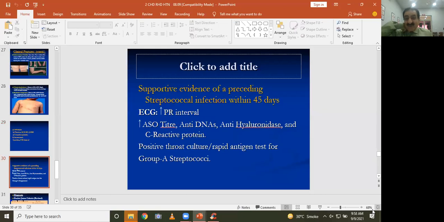Then supportive evidence of preceding streptococcal infection means there is evidence that before the occurrence of the signs and symptoms, the person had a streptococcal sore throat within the preceding 45 days. When the person comes to you presenting polyarthritis, fever, erythema marginatum, chorea, or a few of these symptoms, and he gives a history of sore throat, he will not say that he had a streptococcal infection. But if he has a throat culture report showing streptococcal infection within the last 45 days, then again this is supportive evidence.